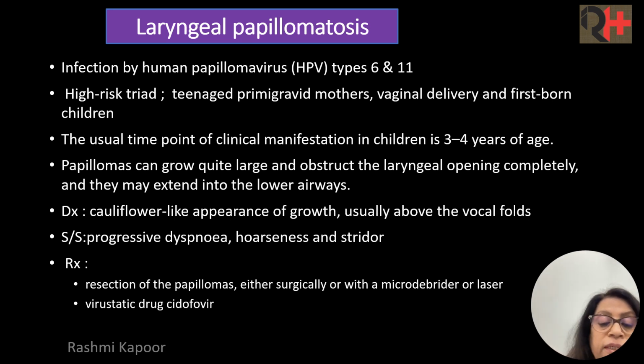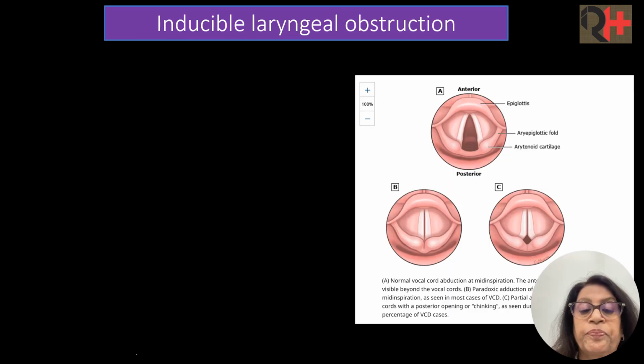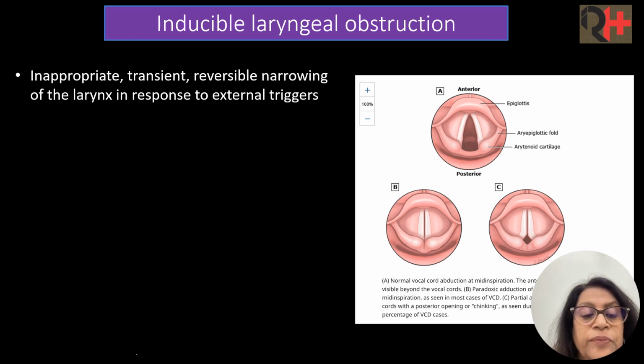The diagnosis is by the cauliflower-like appearance of growth, usually above the vocal cords, and signs and symptoms are progressive dyspnea, hoarseness and stridor. The treatment is resection of the papillomas either surgically or with microdebrider or laser, and the virostatic drug cidofovir may be given, but it is very, very expensive. Now, a word about inducible laryngeal obstruction.